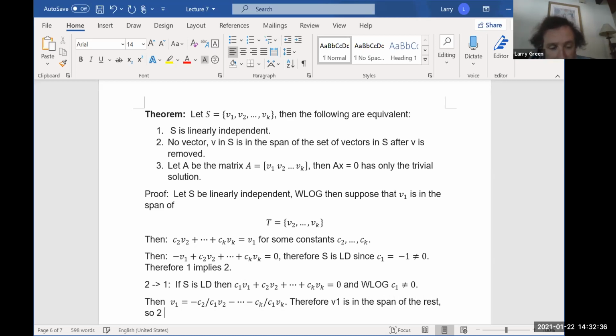So 2 is false. So that's a proof by contradiction. Therefore, 2 implies 1.